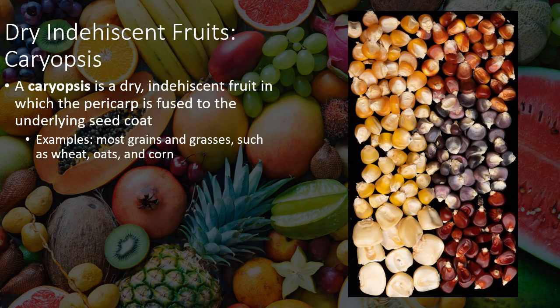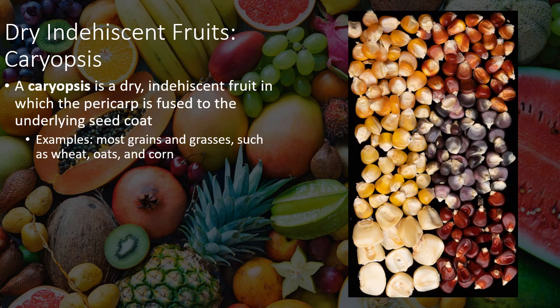Our first type of dry indehiscent fruit is a caryopsis, which is a dry indehiscent fruit in which the pericarp, or the ovary wall, is fused to the underlying seed coat. A great example of this is corn. When you plant a corn seed, you are actually planting the dried fruit containing one seed, because the ovary wall, which we call the pericarp, is fused to the underlying seed coat of the seed. You cannot easily remove a corn seed from a corn fruit.